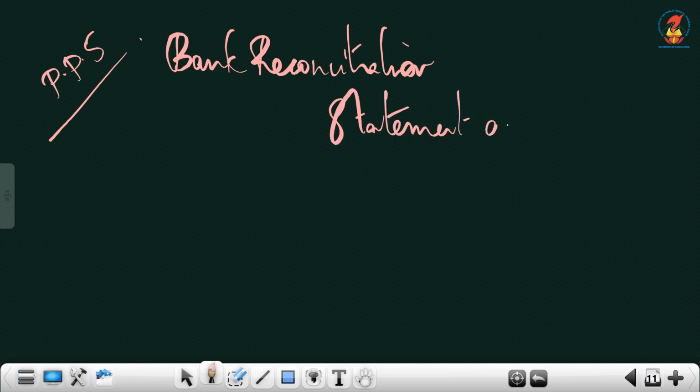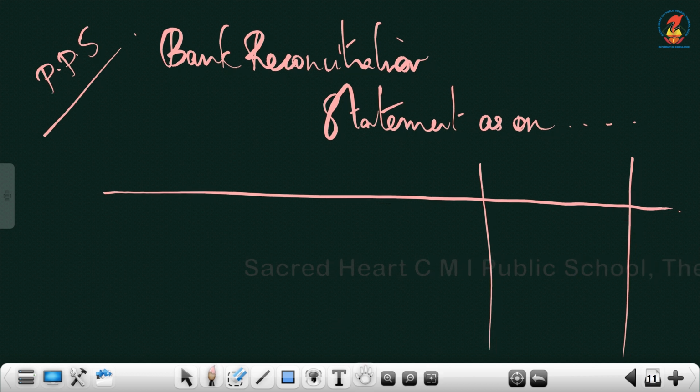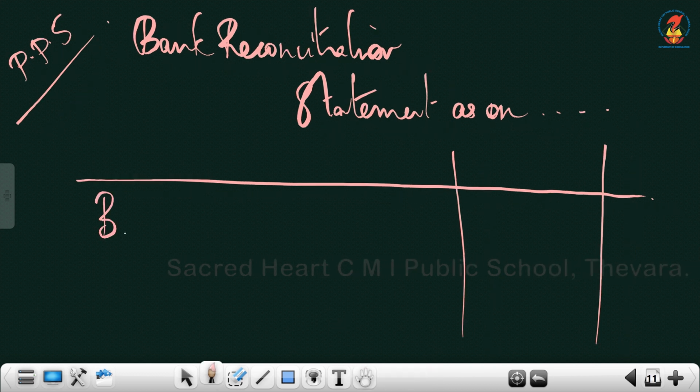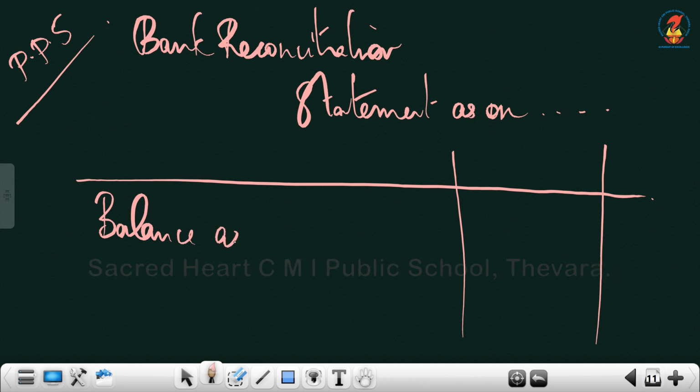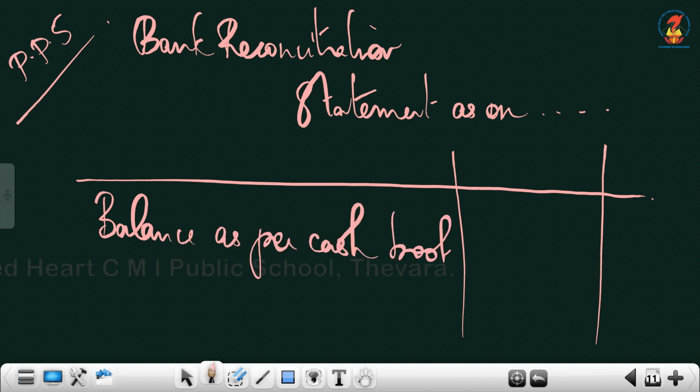As on. The date is not given. Draw the format. Just give the column headings, particulars and amount columns. We will start with balance as per cash book. Where should we write this figure? In the outer column, that is 12,500. Certain items to be added.